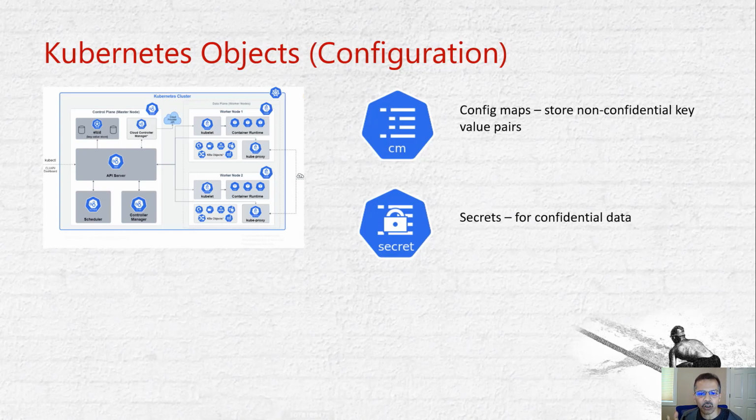Config maps is a way of storing non-confidential data in key value pairs. So the pods consume these config maps and get their environment variables, command line arguments, and so on. That's a way that you can decouple the environment specific configuration settings from your container images and makes your application very portable. Secrets are basically secure keys, passwords, tokens that you want to store along with your application.